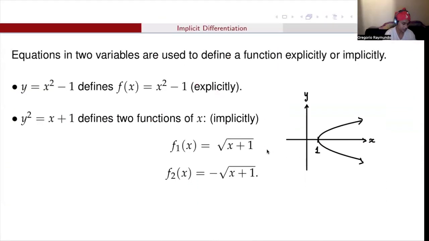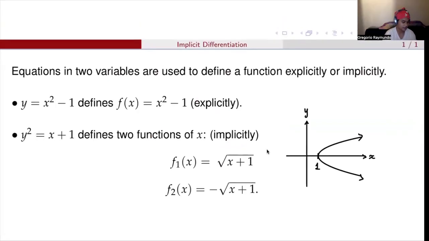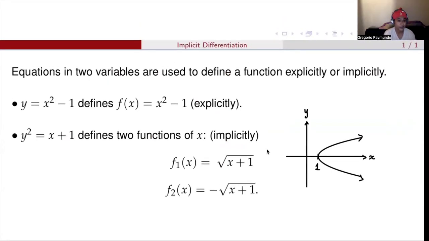So, let's keep this simple. So, equations in two variables are used to define a function explicitly. So, for example, y equal to x squared minus 1 defines the function f of x equal to x squared minus 1 explicitly. Kasi, well, explicit tayo. Naka-isolate away yung y away from x.